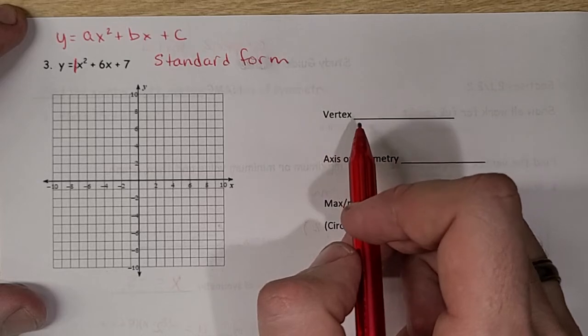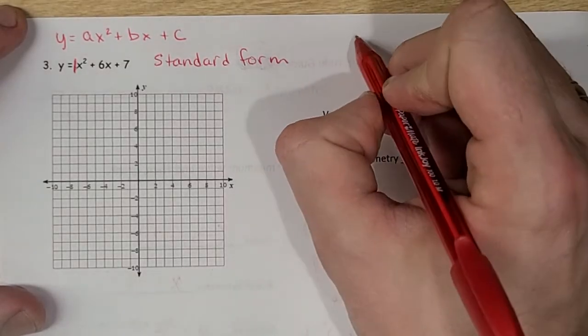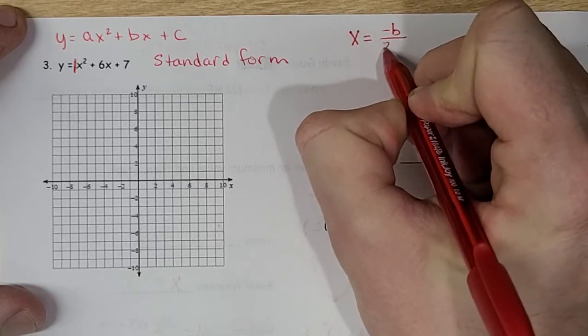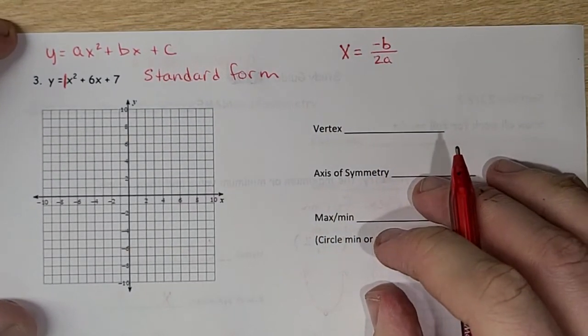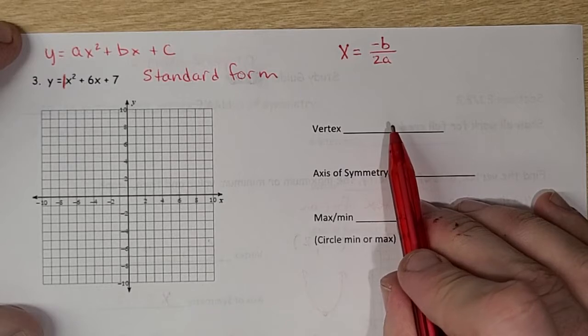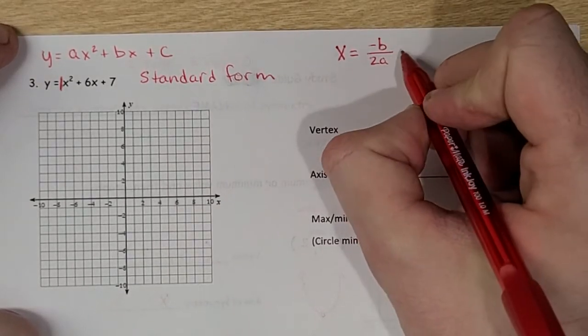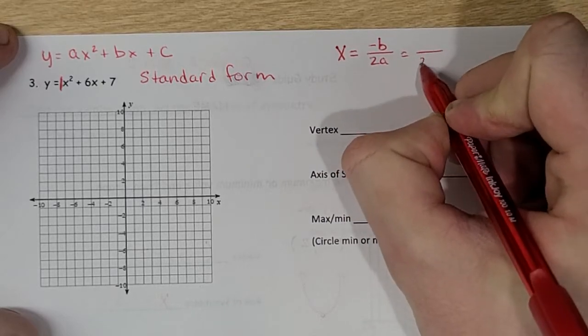All right, now if I want the vertex, it's a little bit more complicated. You also need to remember this: x equals opposite of b over 2a. It's very important. That will give us the x part of the vertex and also the axis of symmetry. All right, so let's do this.